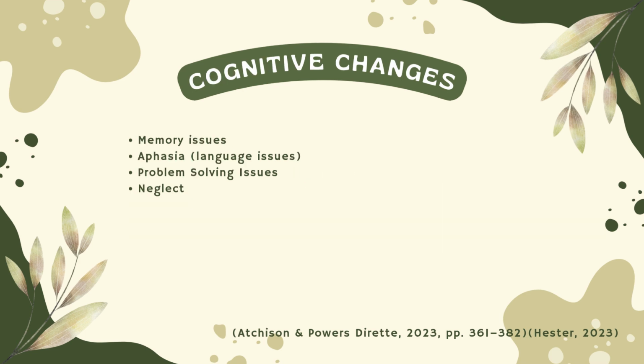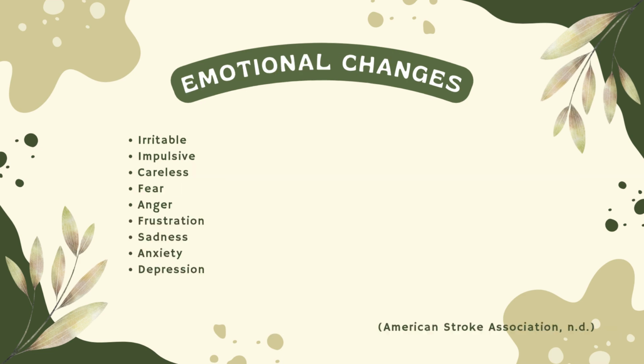We also see cognitive changes, which include memory issues, aphasia, problem solving, and neglect. And then some emotional changes that can happen include irritability, impulsiveness, carelessness, fear, anger, frustration, sadness, anxiety, and depression.